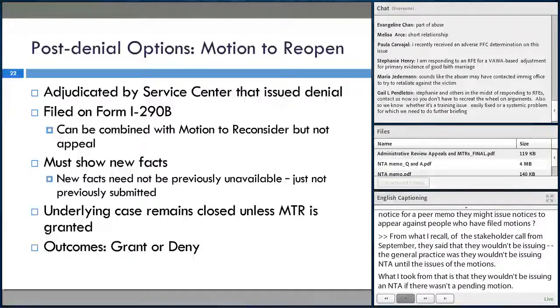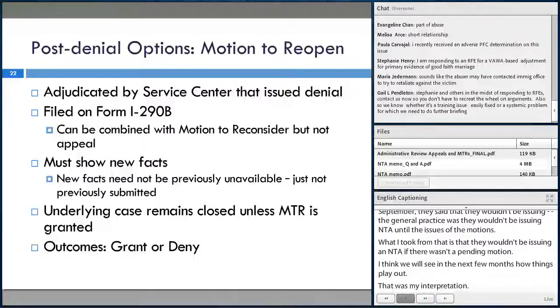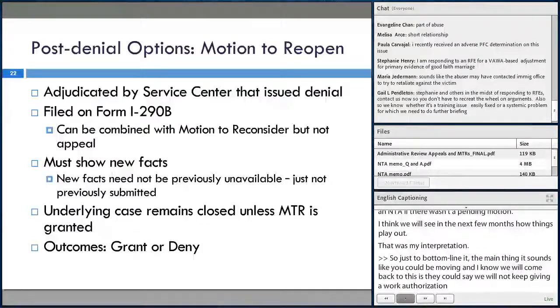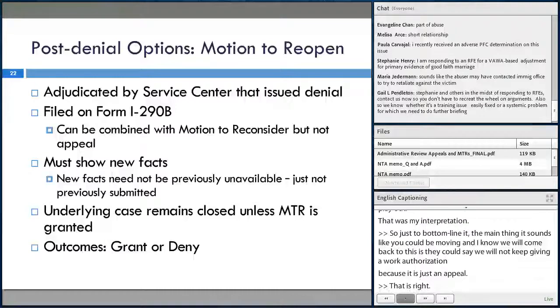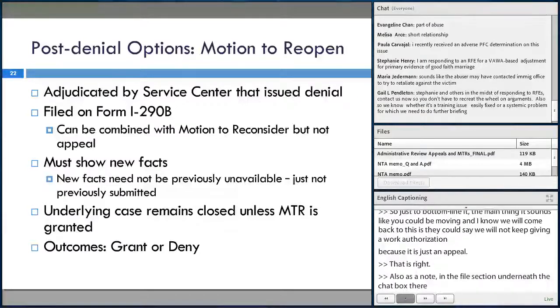So then just to bottom line it, the main thing it sounds like that you could be losing, and I know we're going to come back to this, is that they could say, well, we're not going to keep giving you work authorization because it's just a motion, it's not an appeal. Is that right? Right. Okay. Yeah. And also just as a note, in the files section underneath the chat box, there is the NTA memo Q&A PDF. That is USCIS's Q&A from the September stakeholder meeting.